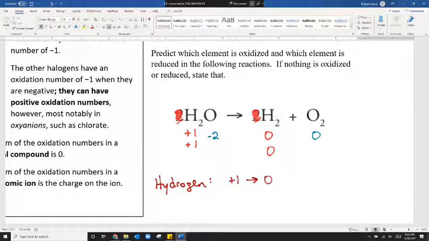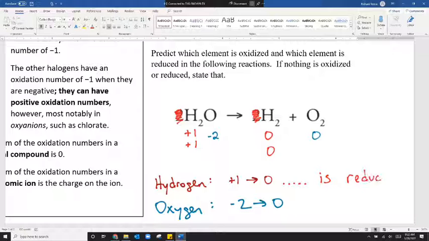Oxygen went from -2 to 0. One of them always shows an increase in oxidation number, and one shows a decrease in oxidation number. All right, hydrogen's number value went down. If you're thinking about it on a number line, going from +1 to 0, it went down. We say hydrogen is reduced.